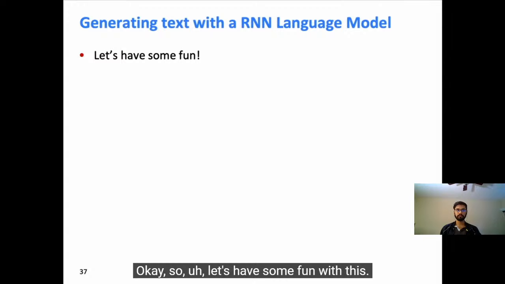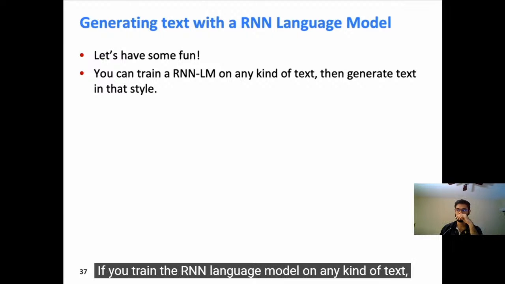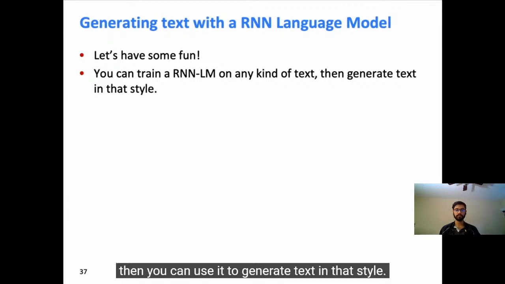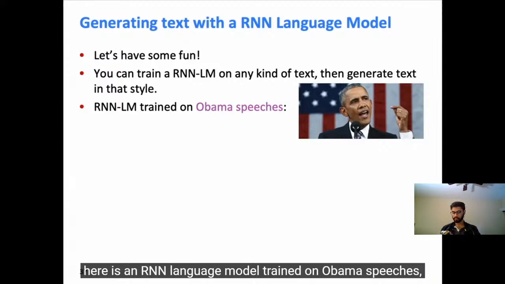Okay, so let's have some fun with this. You can generate text using an RNN language model. If you train the RNN language model on any kind of text, then you can use it to generate text in that style. And in fact, this has become a whole kind of genre of internet humor that you might have seen. So for example, here is an RNN language model trained on Obama speeches, and I found this in a blog post online.